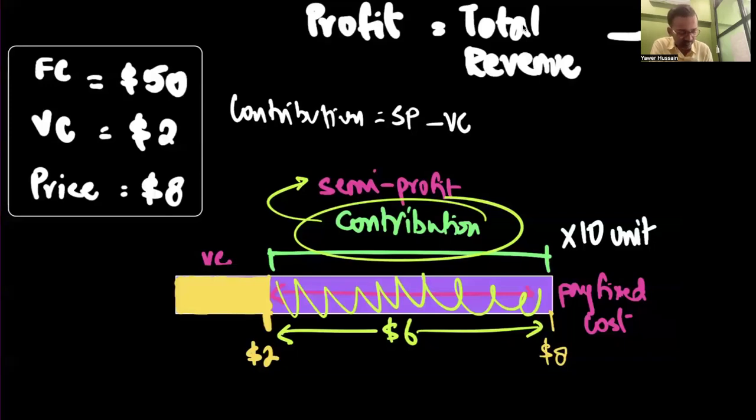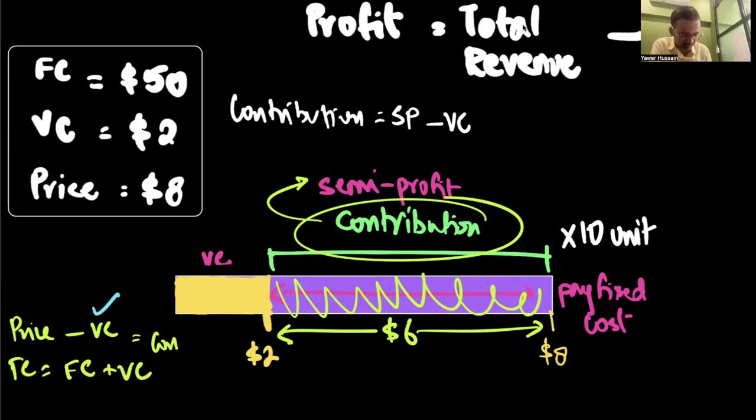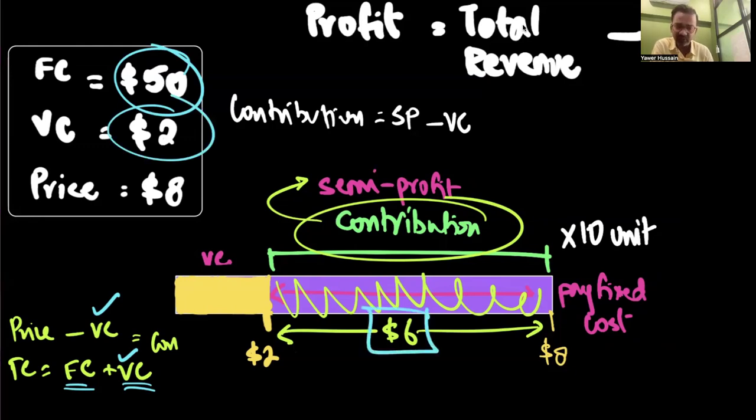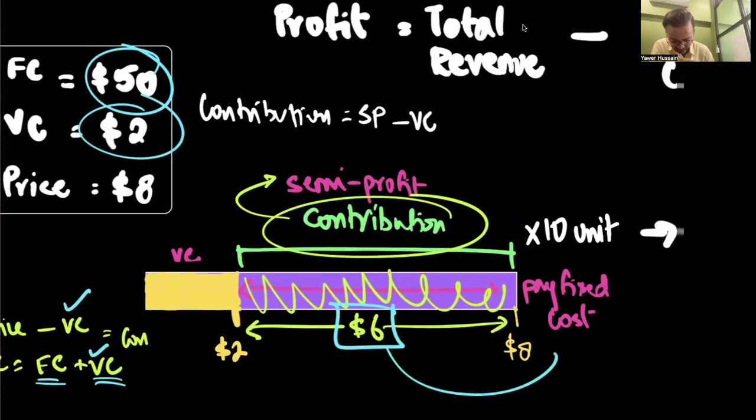What that means is whatever your price is, when we deduct our variable cost, we are left with something called contribution, right? But we know that total cost is equal to fixed cost and variable cost. So when you deduct variable cost, you've only deducted half the cost. In order to make profit, you also need to deduct fixed cost, which means that this $50 also has to be paid once you've paid your $2. So this $6 of contribution that we earn is basically that money that is used to pay your fixed cost.